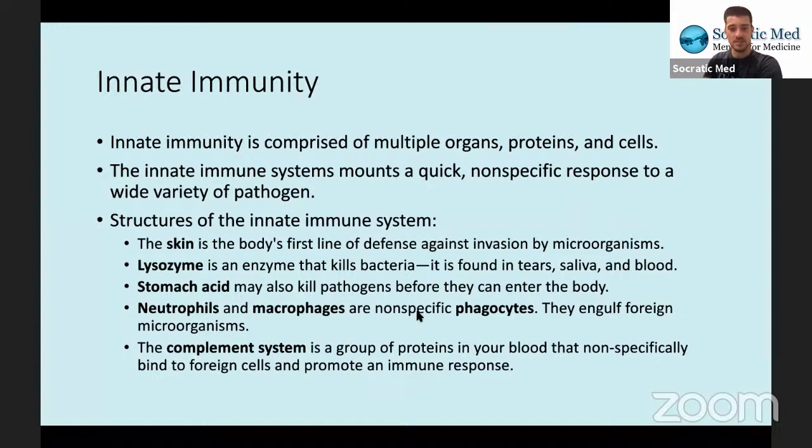And then the complement system, there's not too much on the MCAT about it, but I did think it was worth mentioning. All my study materials mentioned it. But the complement system is just a group of proteins in your blood that non-specifically bind to foreign cells and promote an immune response. That's really all you need to know about the complement system. They're just the proteins that are floating around in your blood. If they come in contact with, say, a bacterium or something like that, they're just going to stick to the bacterium and they're going to alert your immune system that there's something else in there. So it's just another system that our body uses to identify foreign invaders.